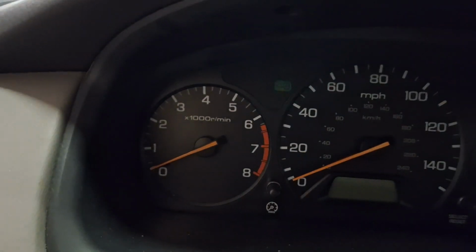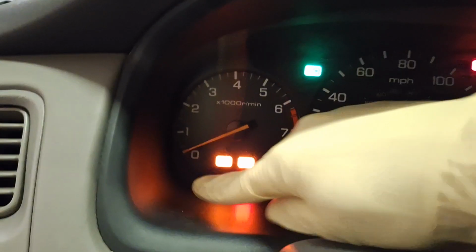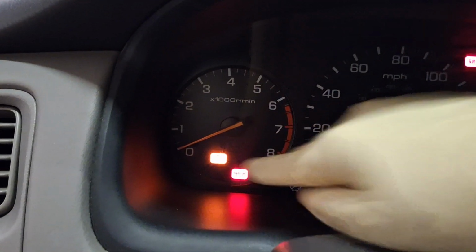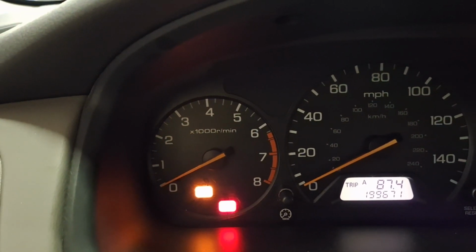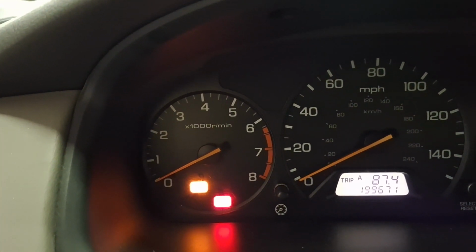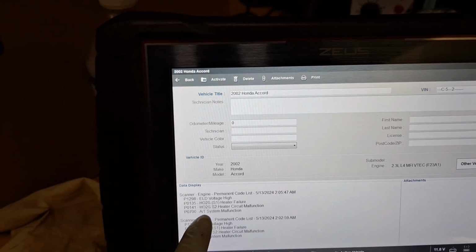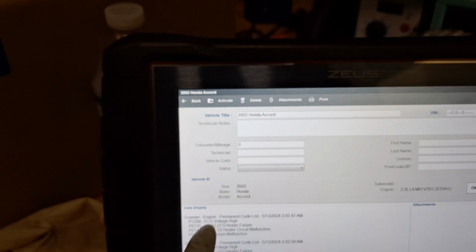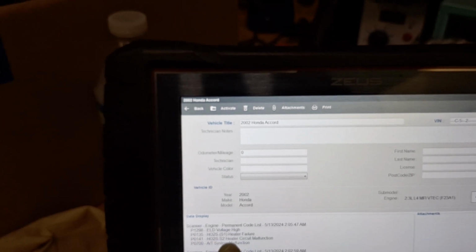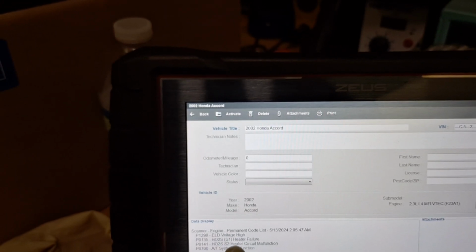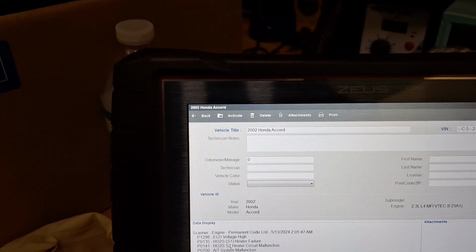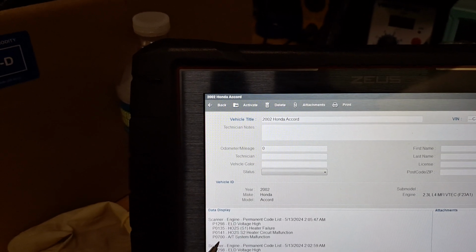Another thing I noticed when I was turning the key on, I did not see a battery light coming on. So let's look at the codes and see what we find. Let's go by the laptop. The codes that really stuck out to me: the ELD voltage high, and then the O2 heater circuit for both sensor 1 and 2, and then automatic transmission.